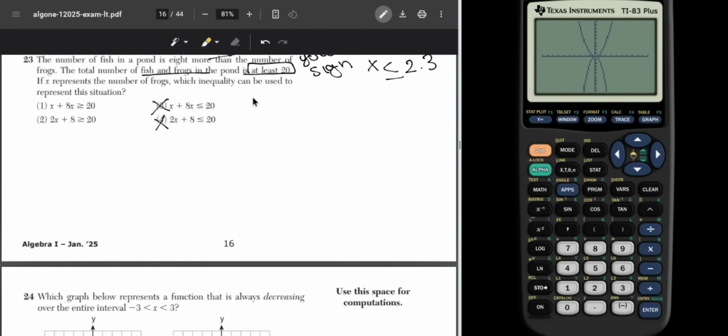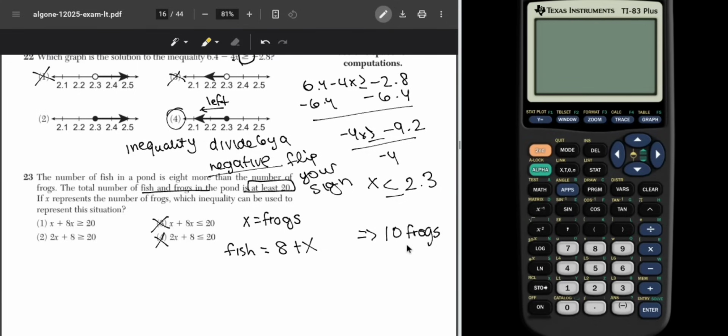Now, go back. The number of fish, and they tell me that x is frogs. So x equals frogs. My fish is equal to 8 more than my number of frogs. Theoretically, let's say I have 10 frogs. So my x is my frogs, and my fish is 8 more than my number of frogs. That means I have 18 fish for a total of 28.